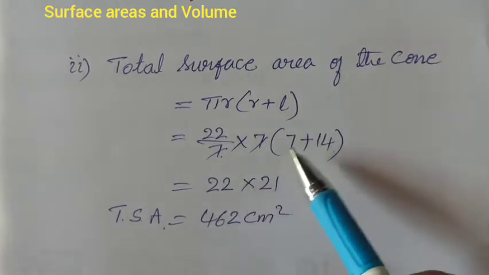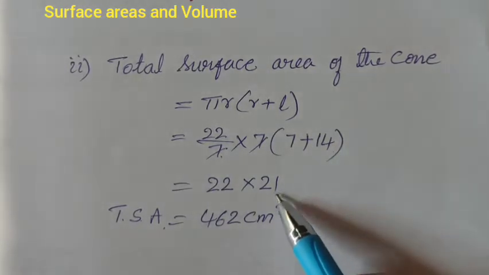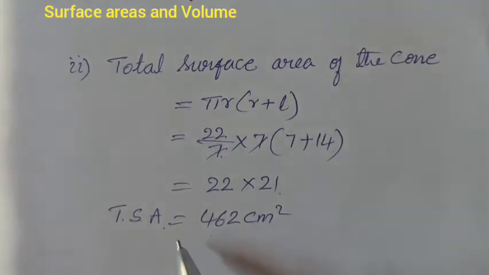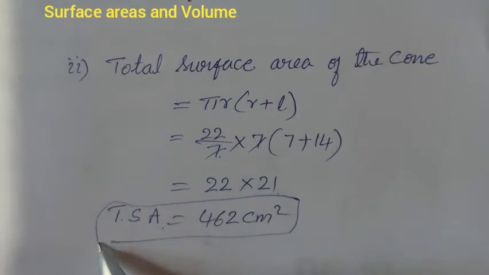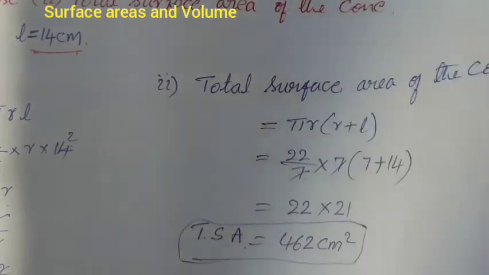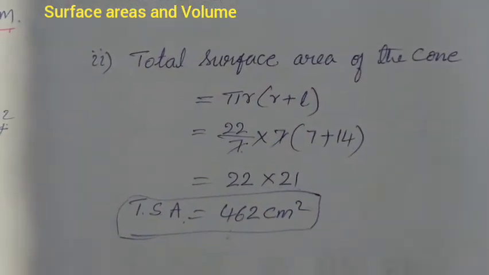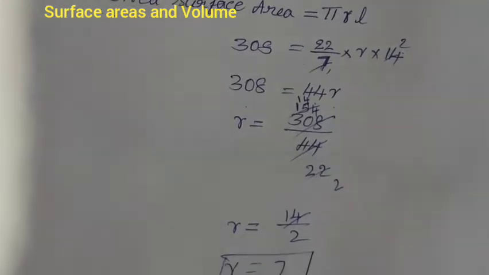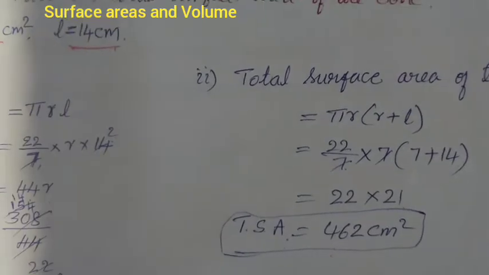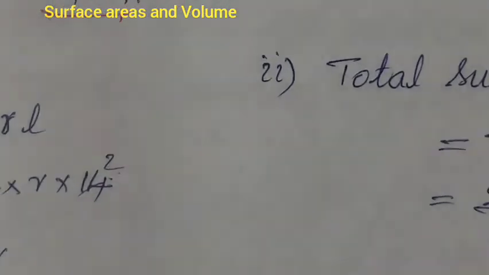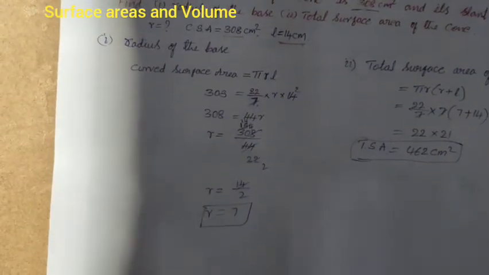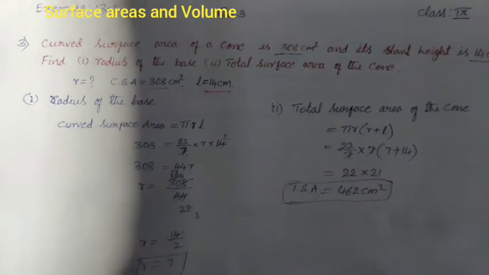Now you can cancel them. 7 plus 14 is 21. 21 is multiplied by 22. We get 462 centimeters square. So this is the total surface area of that cone. Students, in this way, here we found the first one is radius. The radius is 7, and the second one is total surface area. So in this way you can find the radius and the total surface area of the cone.